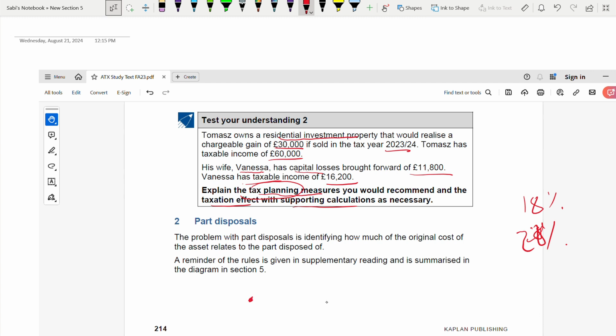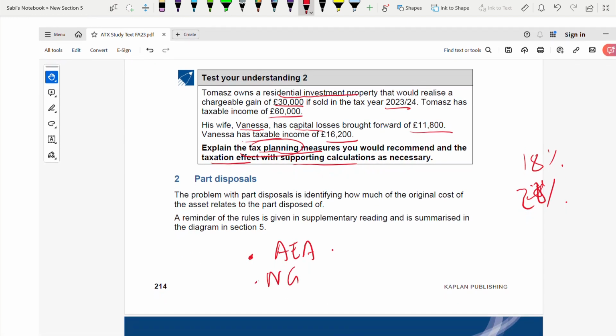First point. Because they're husband and wife, they should see whether they can utilize their annual exempt amount, both of them. So we'll talk about utilizing the AEA by both the spouses. This can be achieved if one of them transfers some of the property to the other before disposing of it to a third party. The transfer between spouses is no gain, no loss.